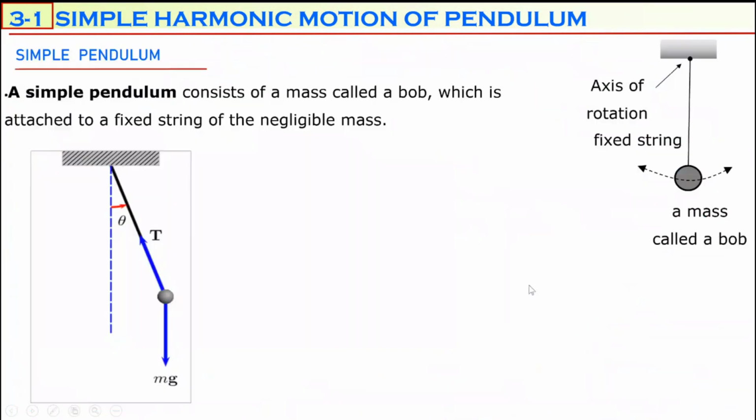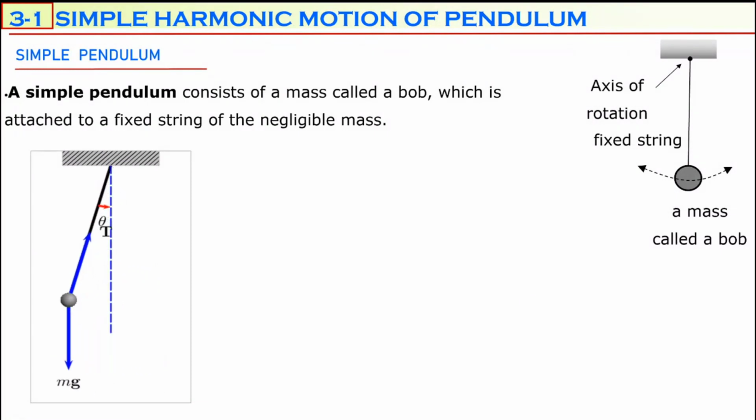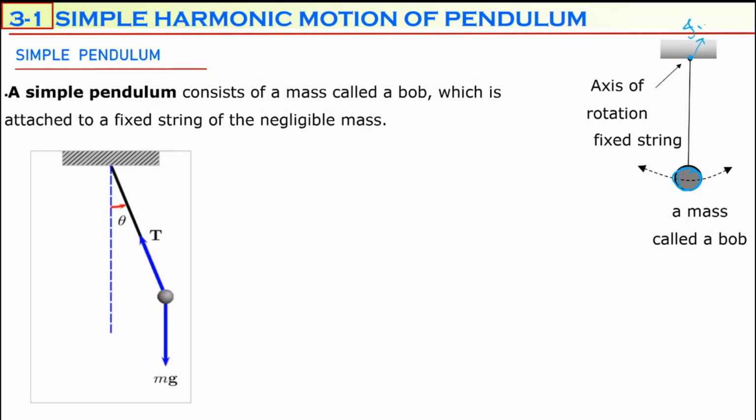So now I will define what a simple pendulum is. A simple pendulum consists of a mass called the bob. This bob is very small, not very large. So this one is the bob, which is attached to a string of negligible mass. So it's also fixed to some point. This is the fixed point.